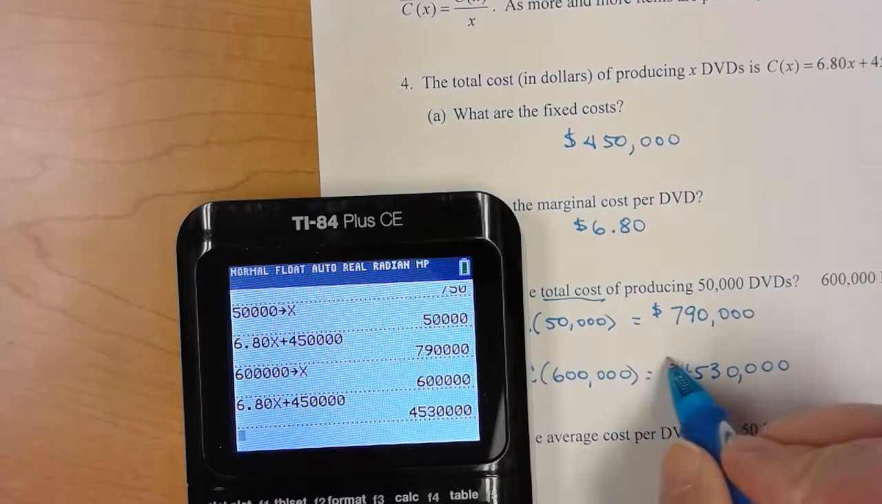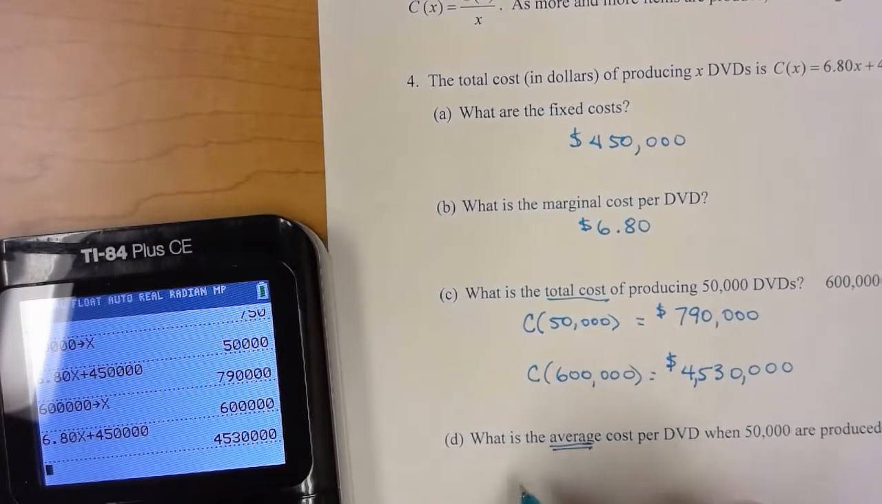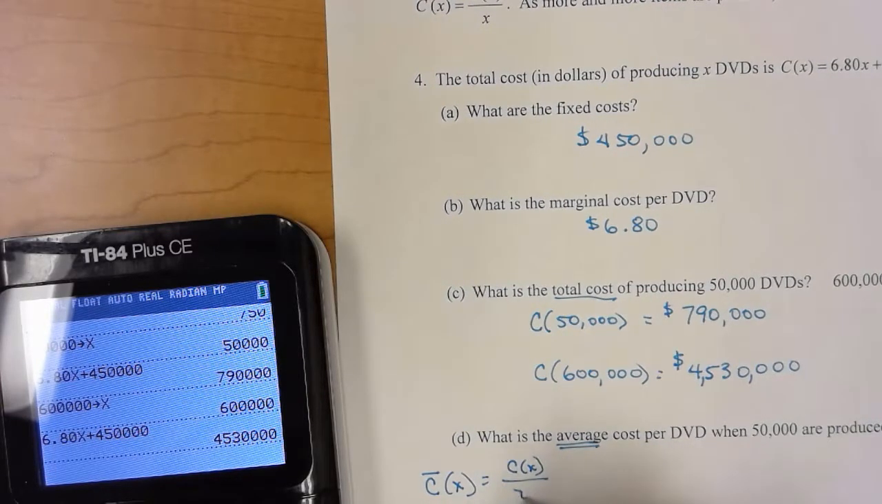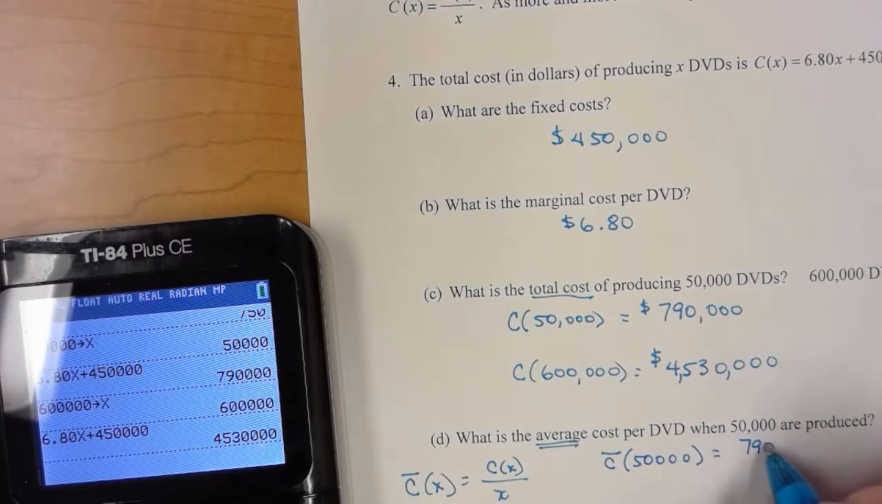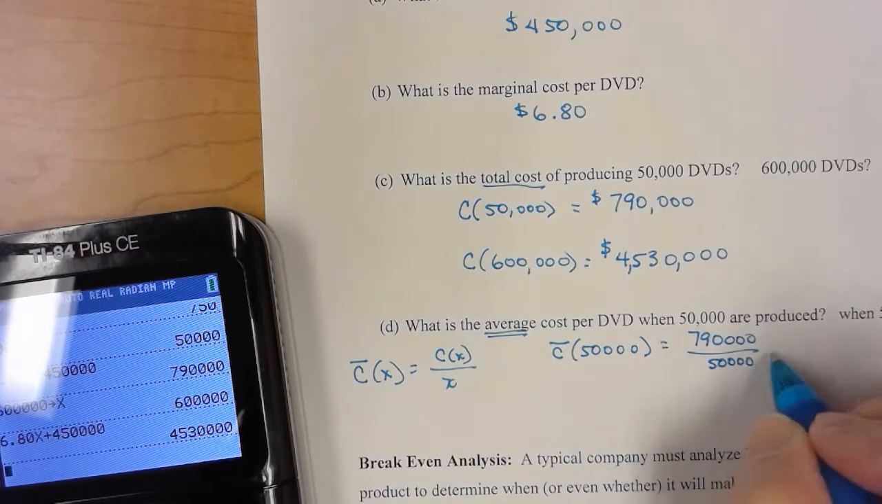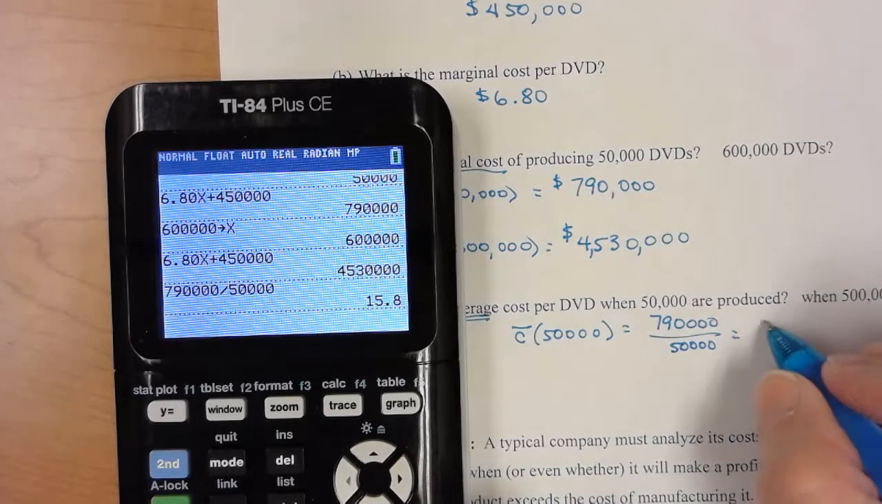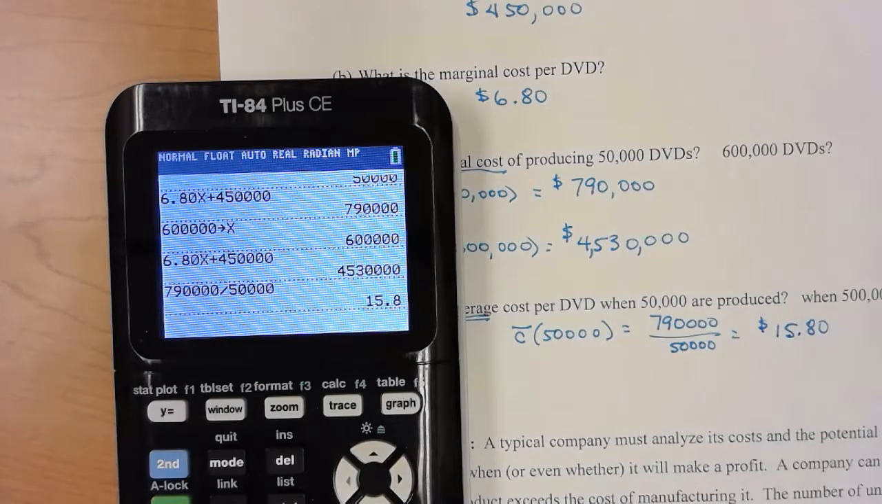So $4,530,000. That's what it costs. Now here they use the word average. So now average cost, if you remember, that's a C-bar, and that's where you take your cost, divide it by the number. So for 50,000, I had that up there. So the average cost per CD for every CD is $15.80 at 50,000.